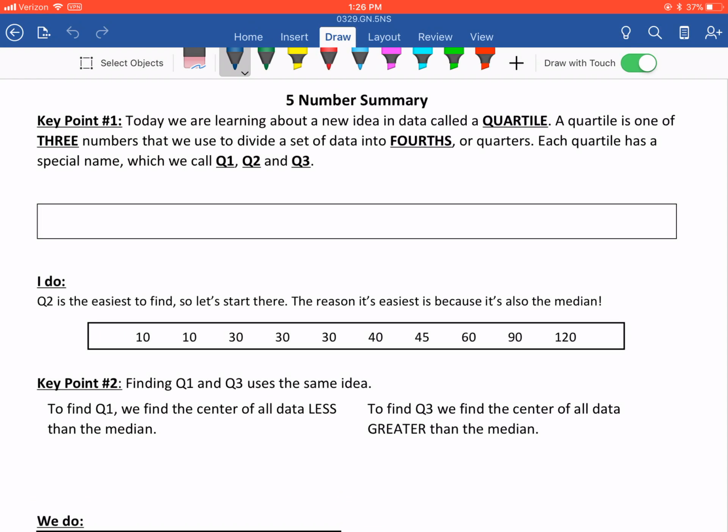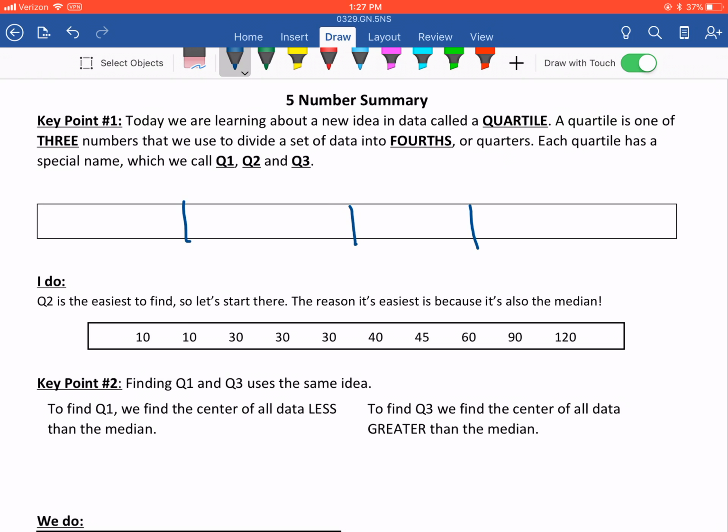Key point number 1. Today we are learning about a new idea in data called a quartile. You may notice that the word quartile looks like the word quarter, which means it's going to be cut into fourths. So a quartile is one of 3 numbers that we use to divide the set of data into fourths. You may be thinking, wait, if it's called quartiles, why is it only 3 numbers? Well, that's because each of the numbers divides it into quarters or quartiles.